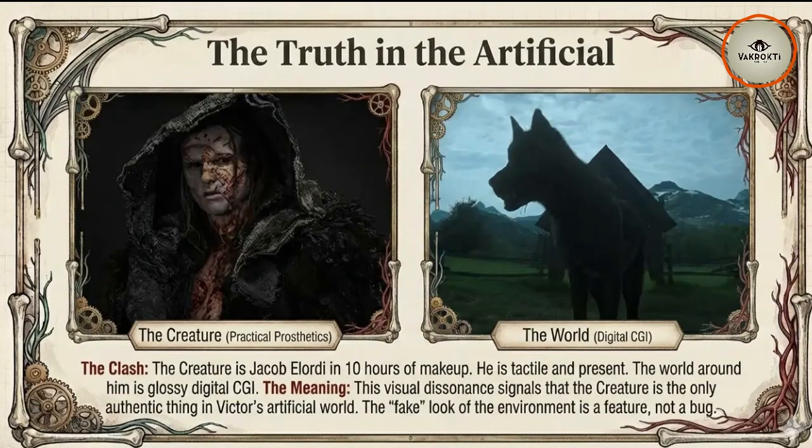Now check out this visual trick, the clash between real and fake. The creature feels present, tactile, real, because it's actual prosthetics. 10 hours in the makeup chair every single day of filming. Jacob Elordi couldn't even take a bathroom break. That's the level of commitment to keep this thing physically real. You can see the skin move, the texture of the stitches, the slight imperfections. But those wolves, they look like bad PlayStation 3 graphics. Is that a sloppy mistake or the entire point? The film is screaming that the creature is the only authentic thing in Victor's world of artificial nonsense.